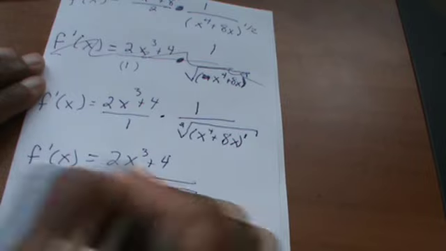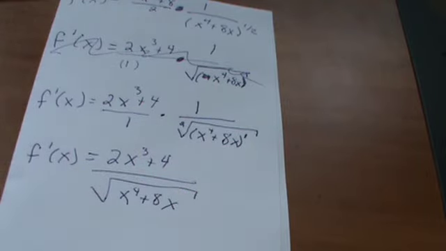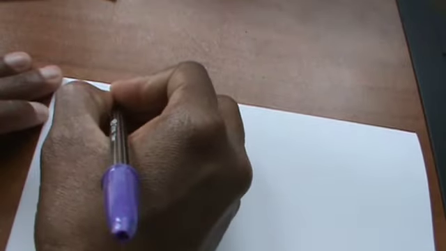plus 8x. Okay, so there's problem number 3 in your homework assignment. The next problem I want to look at is problem number 6. Okay, so far we've done 1 and 3. Okay, so problem 6. Okay, problem 6 originally reads as such.